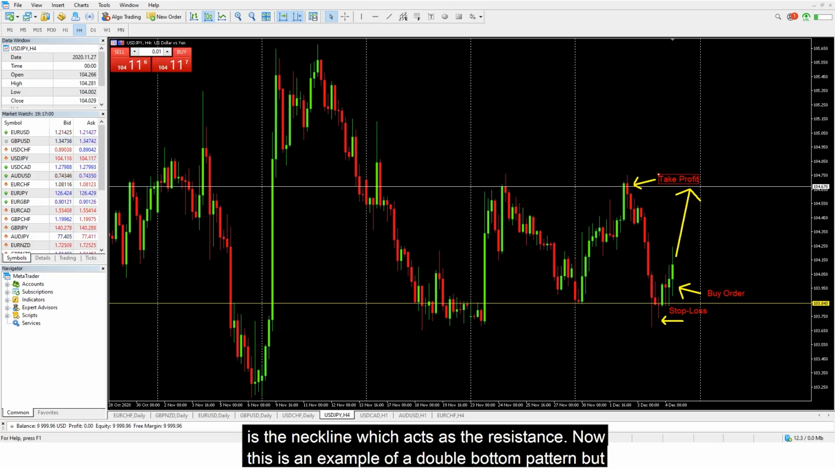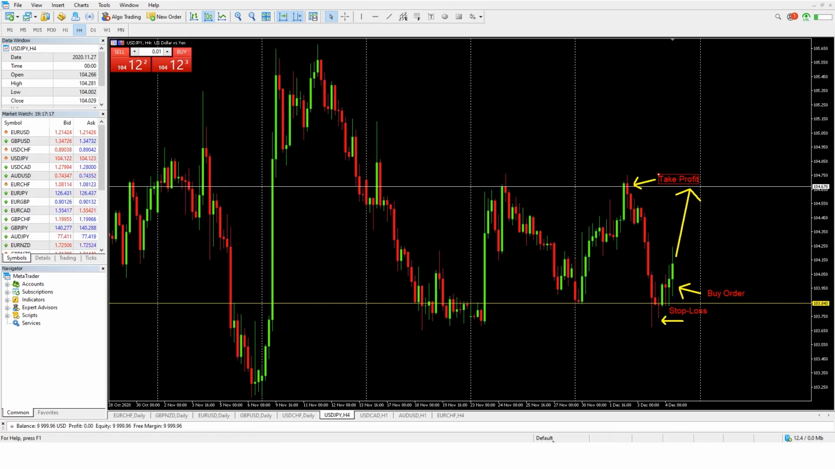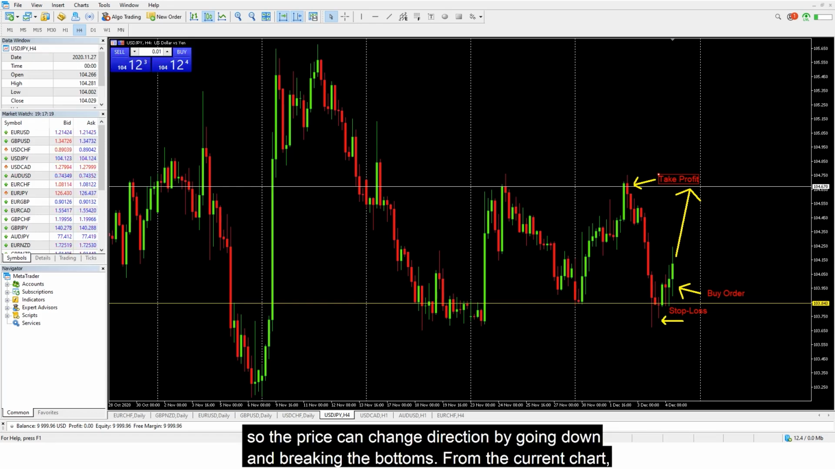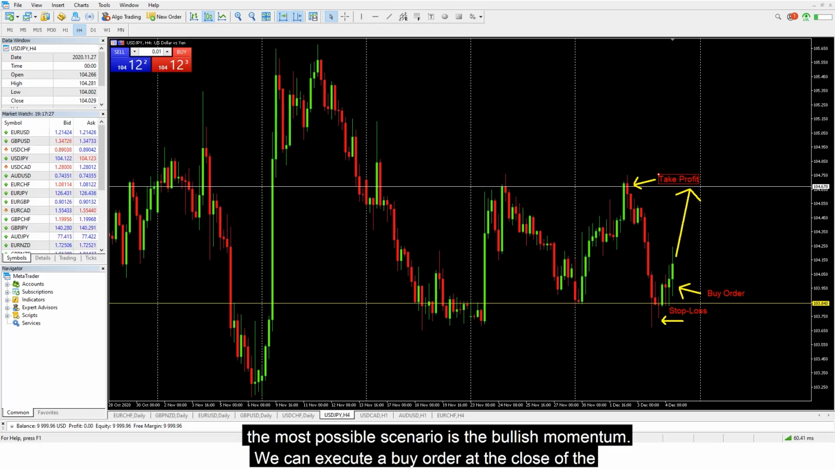Now this is an example of a double bottom pattern, but it's not fully formed yet. Even though the price created the second bottom and it's going up, this is not a 100% double bottom pattern because the price still needs to test the neckline again. So the price can change direction by going down and breaking the bottoms. From the current chart, the most possible scenario is the bullish momentum.